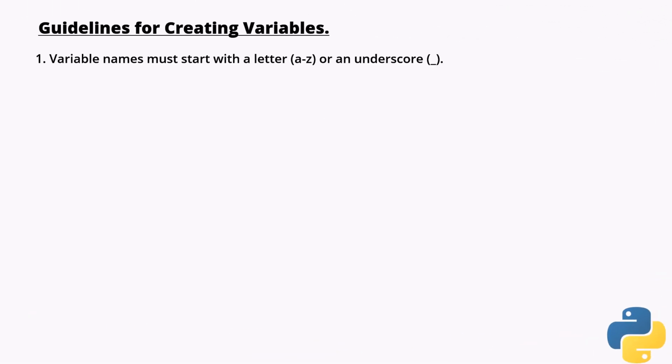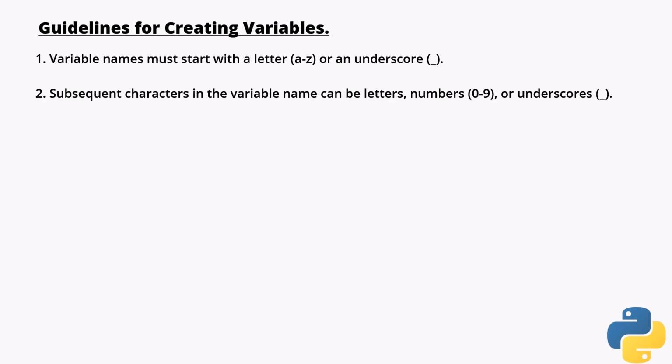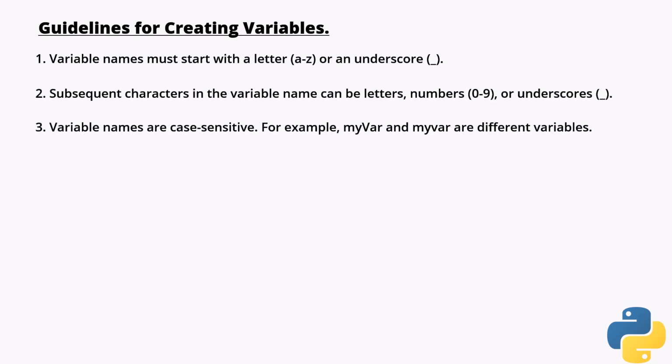The first one is variable names must start with a letter, either A to Z, like small letter a, or it can also be a capital letter A to Z, or an underscore. Subsequent characters in the variable names can be letters, numbers from 0 to 9, and also an underscore. Variable names are case sensitive. For example, myVar with capital letter V and myvar with small letter v are different variables and they mean different things.